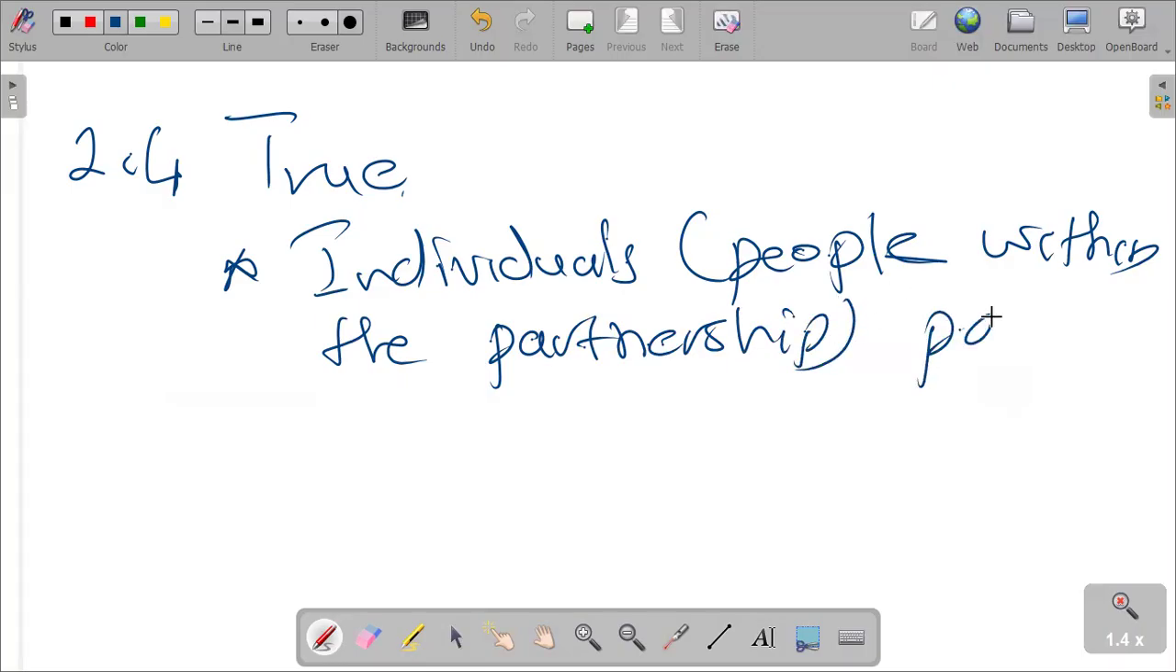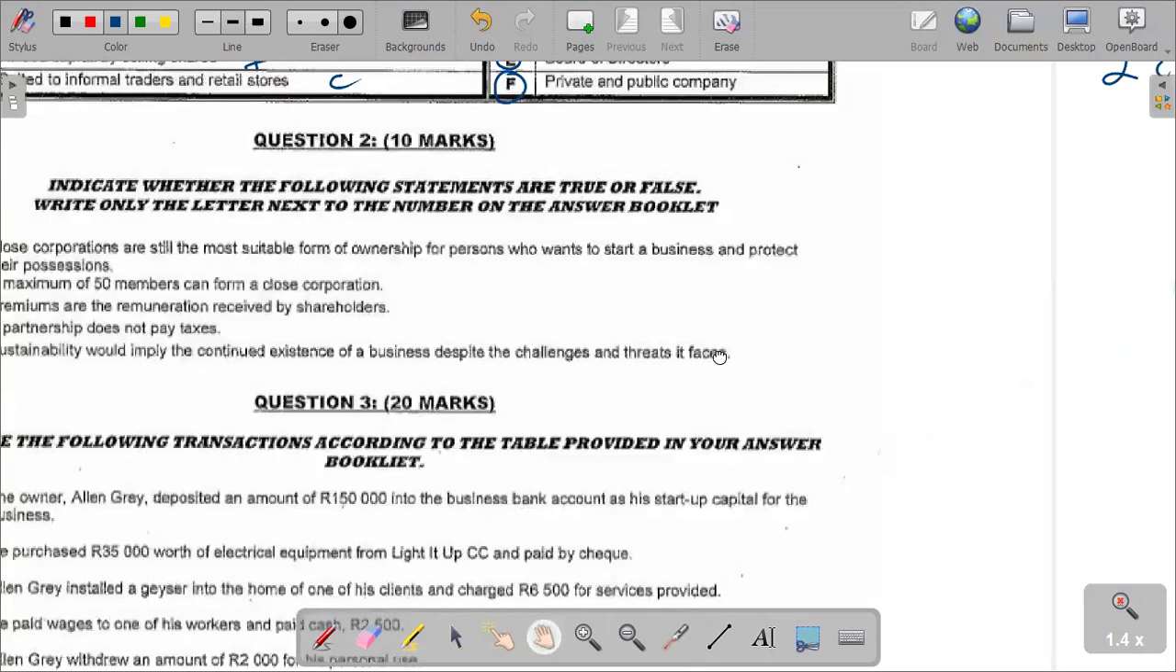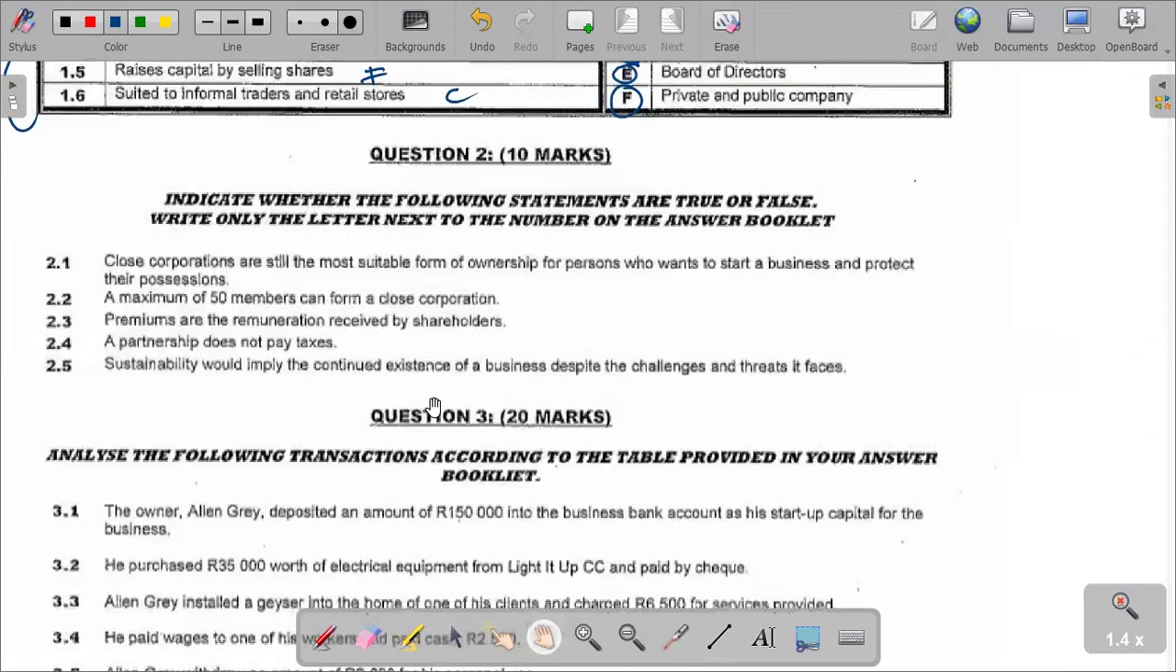They pay tax on their share of profits, meaning the amount of money that they receive from the profits when they get paid, let's say through dividends, or on a monthly basis, depending on how they get paid. That is when they will pay their taxes. So individually, they pay their own taxes. That is why a partnership company does not pay tax. All right. And then let's go to 2.5.